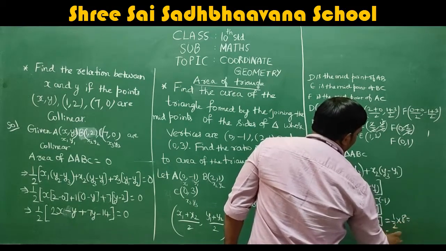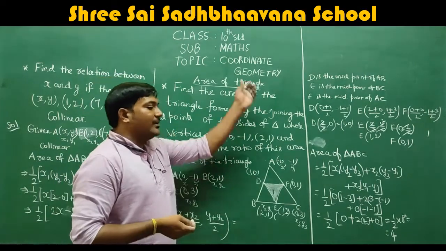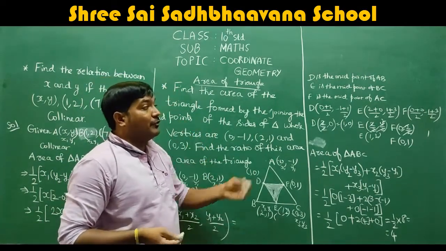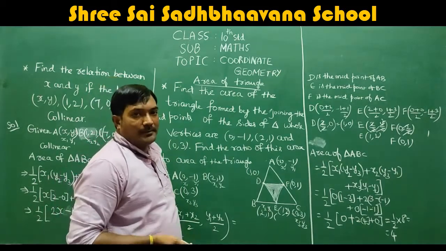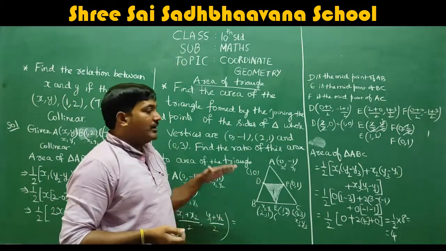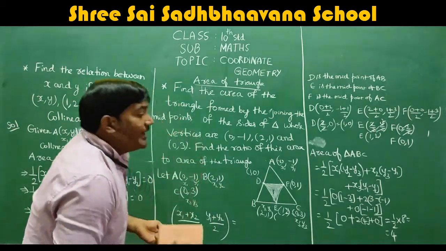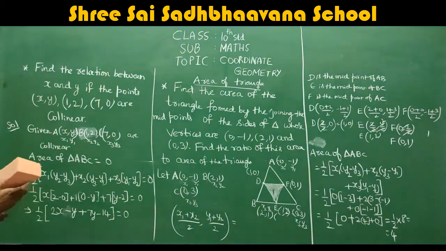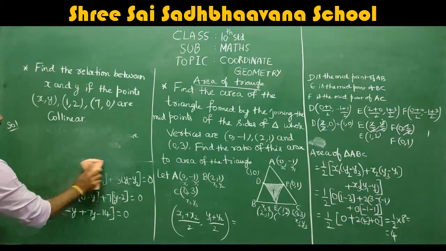So what will be the answer here? 4. So 4 will be the area of triangle ABC. Actually you can write 4 units also. So the area of triangle ABC is 4 units. Correct? Now we have to find the area of triangle DEF also. So how to find the area of triangle DEF? Just use the same formula.